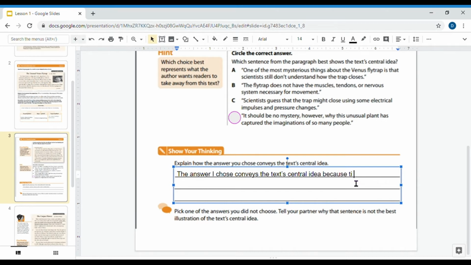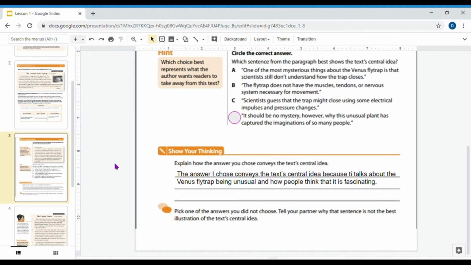because it talks about the Venus flytrap being unusual and how people think that it is fascinating. Sure. Then again, your answers can vary. Write down whatever you think, why that answer really helps us convey that central idea.